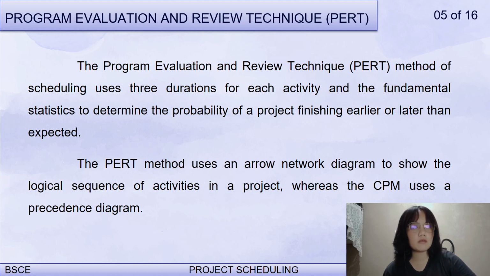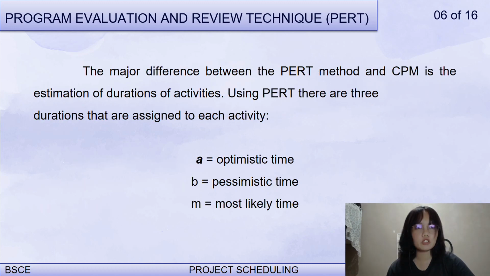Although the PERT method is not used extensively in engineering and construction projects, it provides valuable information for assessing the risk of the schedule slippage of the project. The major difference between the PERT method and CPM is the estimation of durations of activities. Using PERT, there are three durations that are assigned to each activity.